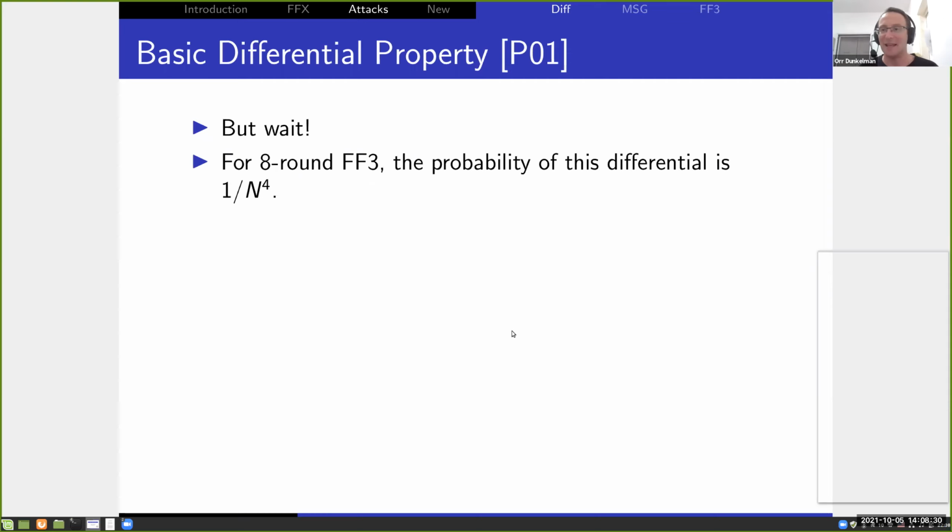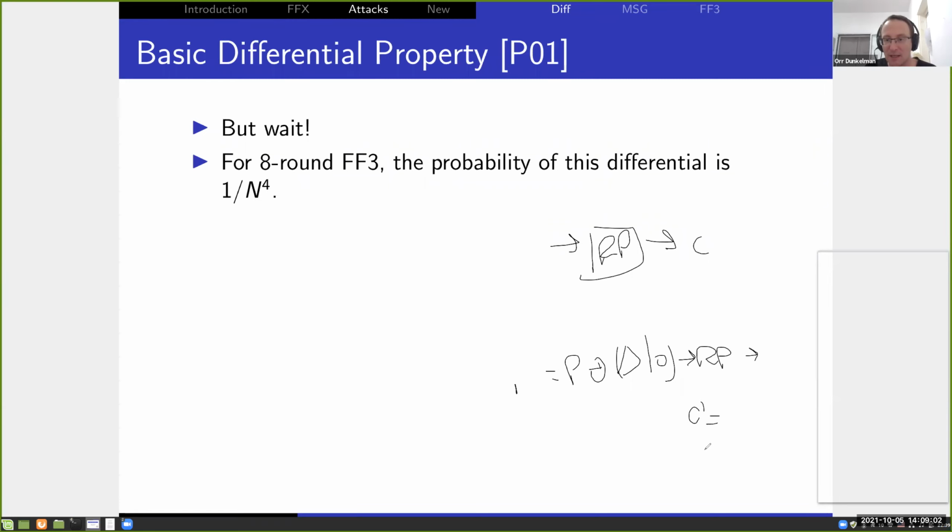Okay, let's start again. What is a random permutation? Look, I give you a plaintext P, and I'm throwing it into some random permutation, so I'm getting a ciphertext C. What is the probability that I take P prime, which is P with some difference delta concatenated with 0, and I throw it through the same random permutation, and I get C prime, which happens to be C XOR the same constant. And for that argument, it doesn't really matter XOR what, or addition with what.